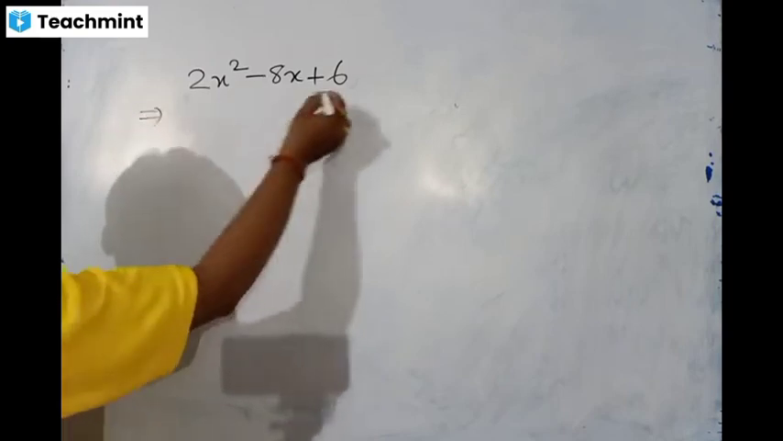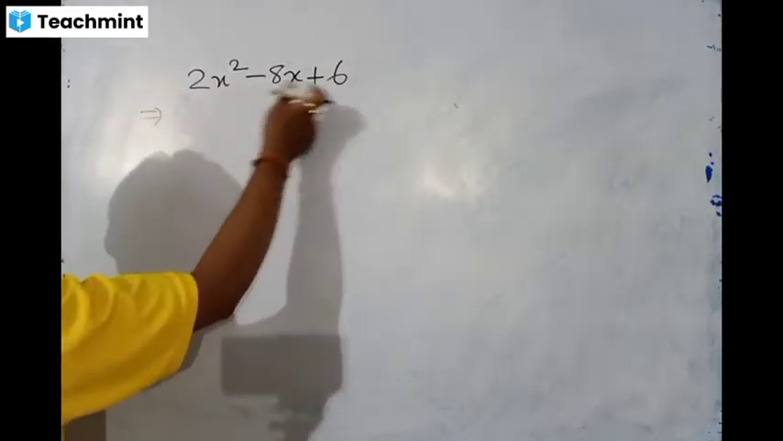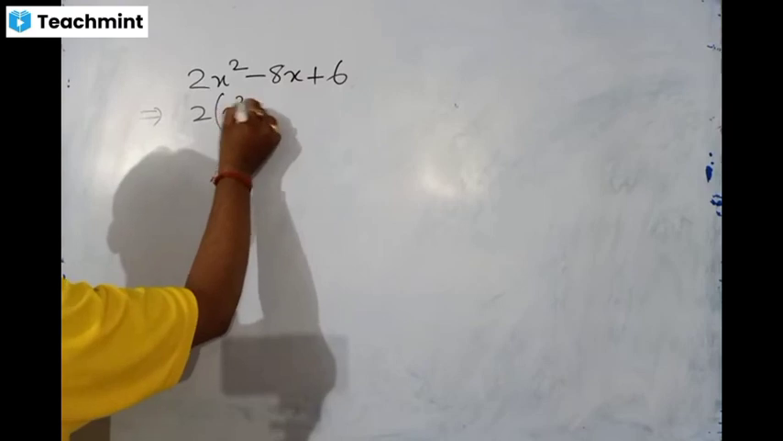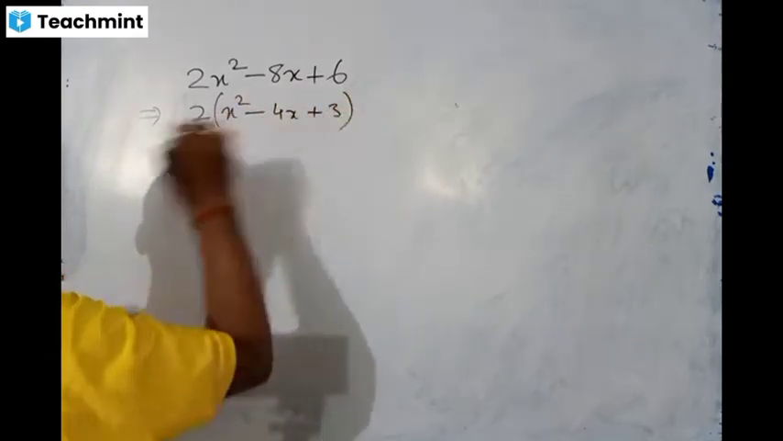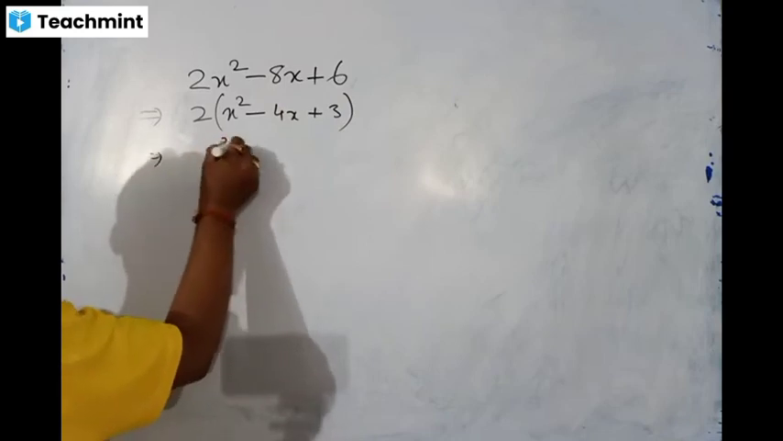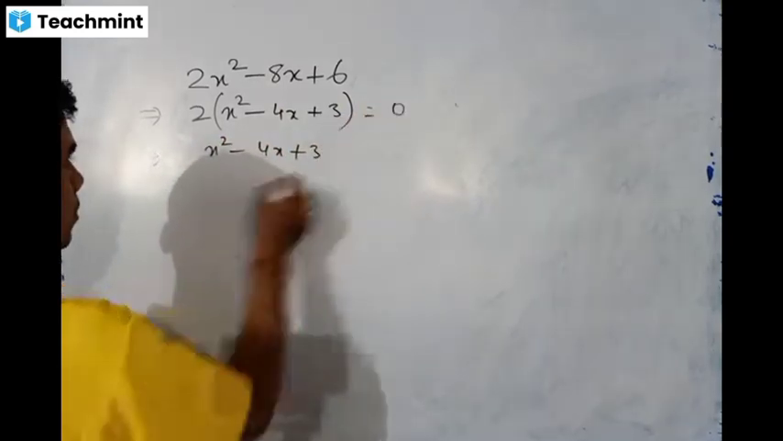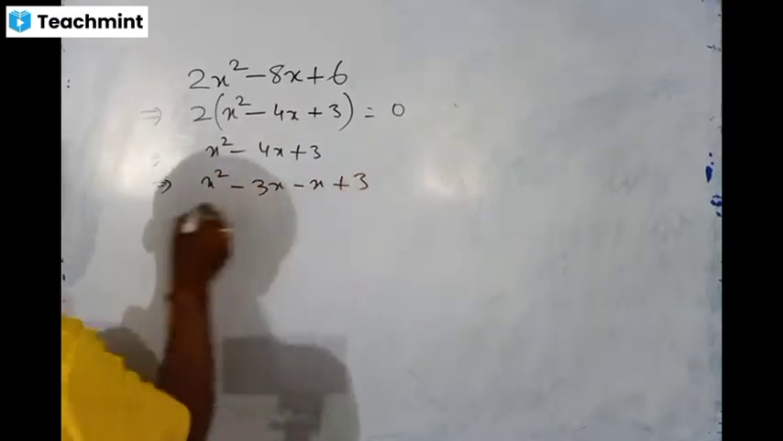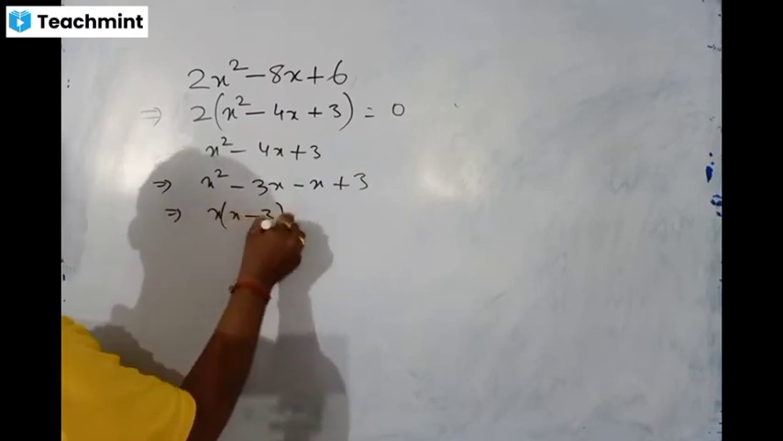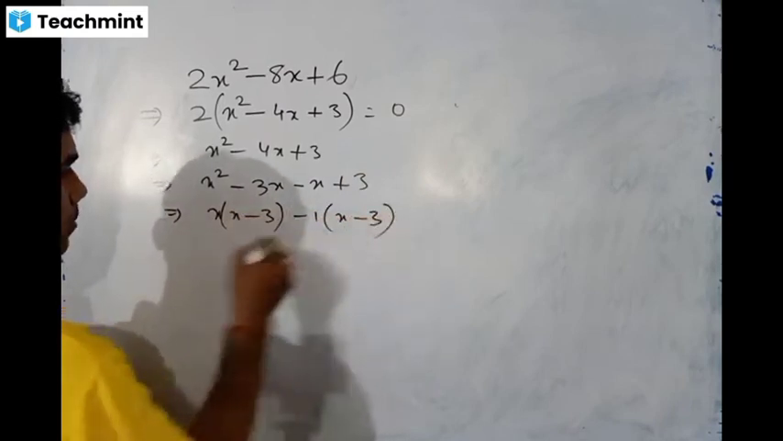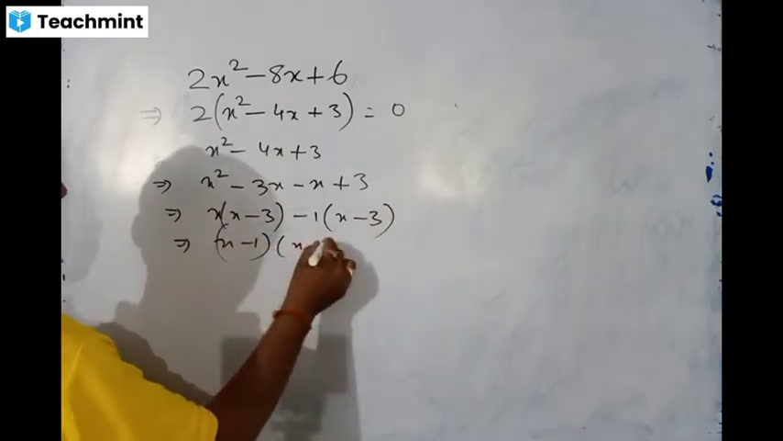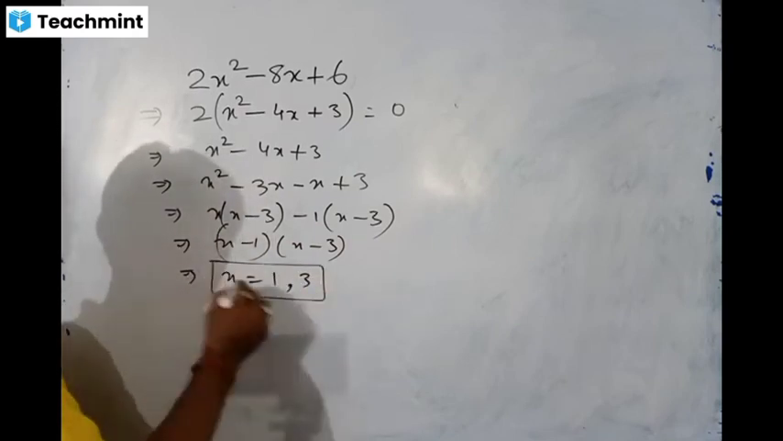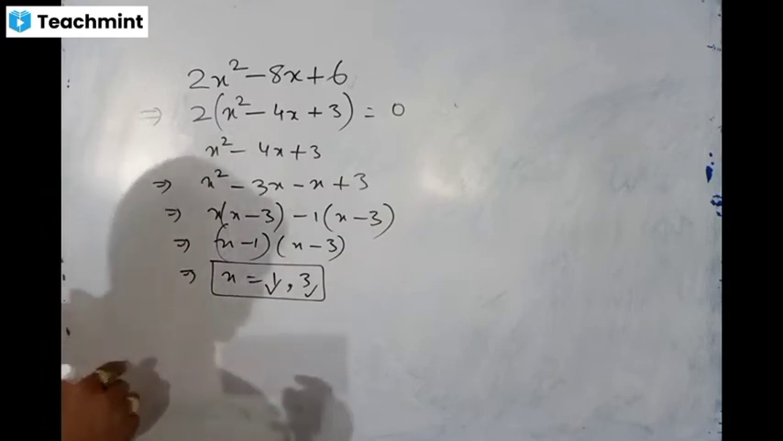Okay, so fine. You can see here that we can take the common factor out, so it is x squared minus 4x plus 3. Now x squared minus 3x minus x plus 3. So x minus 3 minus 1 times x minus 3. So x minus 1 and x minus 3. So there are two values, meaning two zeros of this equation, 1 and 3. This was your answer.